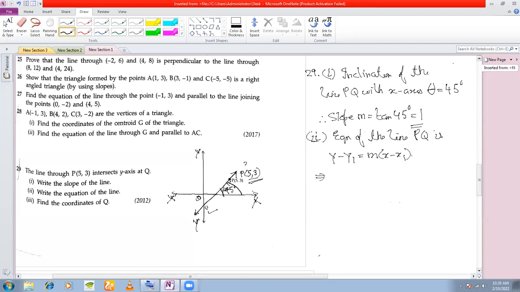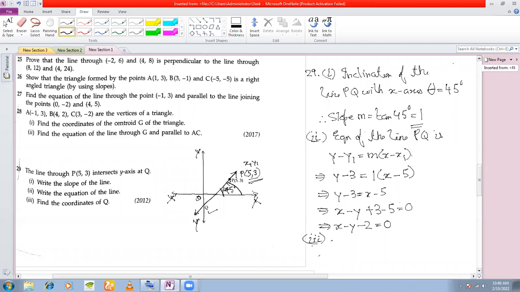Now which one is x1, y1 here? This point P is your x1, y1. So y minus y1, which is 3. m here is 1 into x minus x1 here is 5. So you get y minus 3 is equal to x minus 5. You can take everything to the right hand side to get x minus y plus 3 minus 5 is equal to 0. Means you get x minus y minus 2 is equal to 0. This is the equation of the line PQ. Okay, that answers the second part.